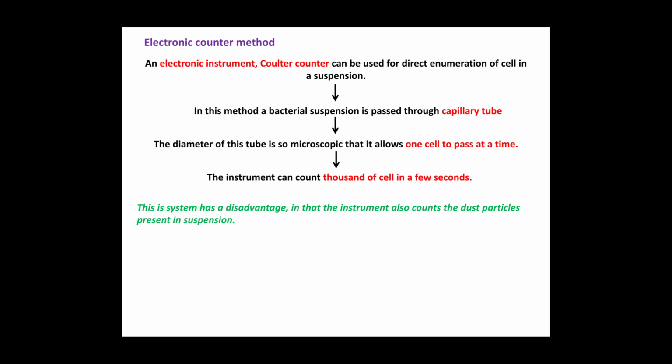This system has a disadvantage in that the instrument also counts dust particles. It means the instrument does not distinguish between a bacterial cell and a dust particle. So if dust particles are present in your bacterial suspension, they will also be counted by the instrument. So while preparing the bacterial suspension, be careful that dust particles do not enter it, so the result will be accurate.